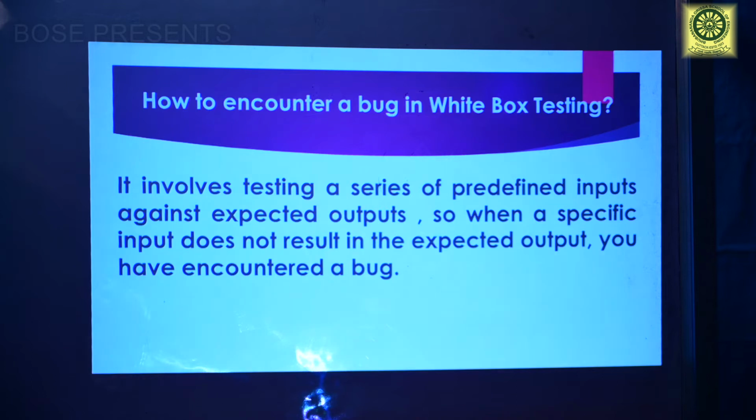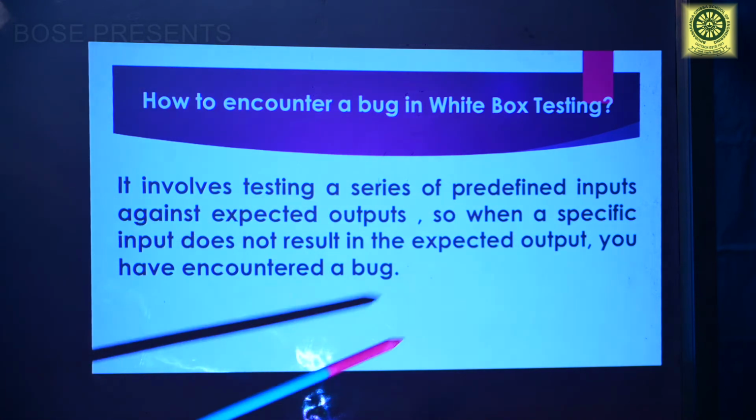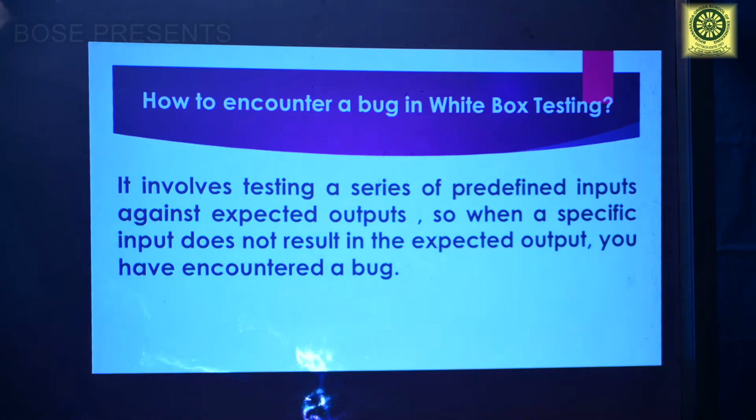So in testing, how do we encounter a bug in white box testing? A bug is an error and how can it be found out? It involves testing a series of predefined inputs against expected outputs. So when a specific input does not result in the expected output, you have encountered a bug. That means the user tells us what the expected output will be when he orders the software. The bug is found by the combination of predefined inputs and expected outputs.